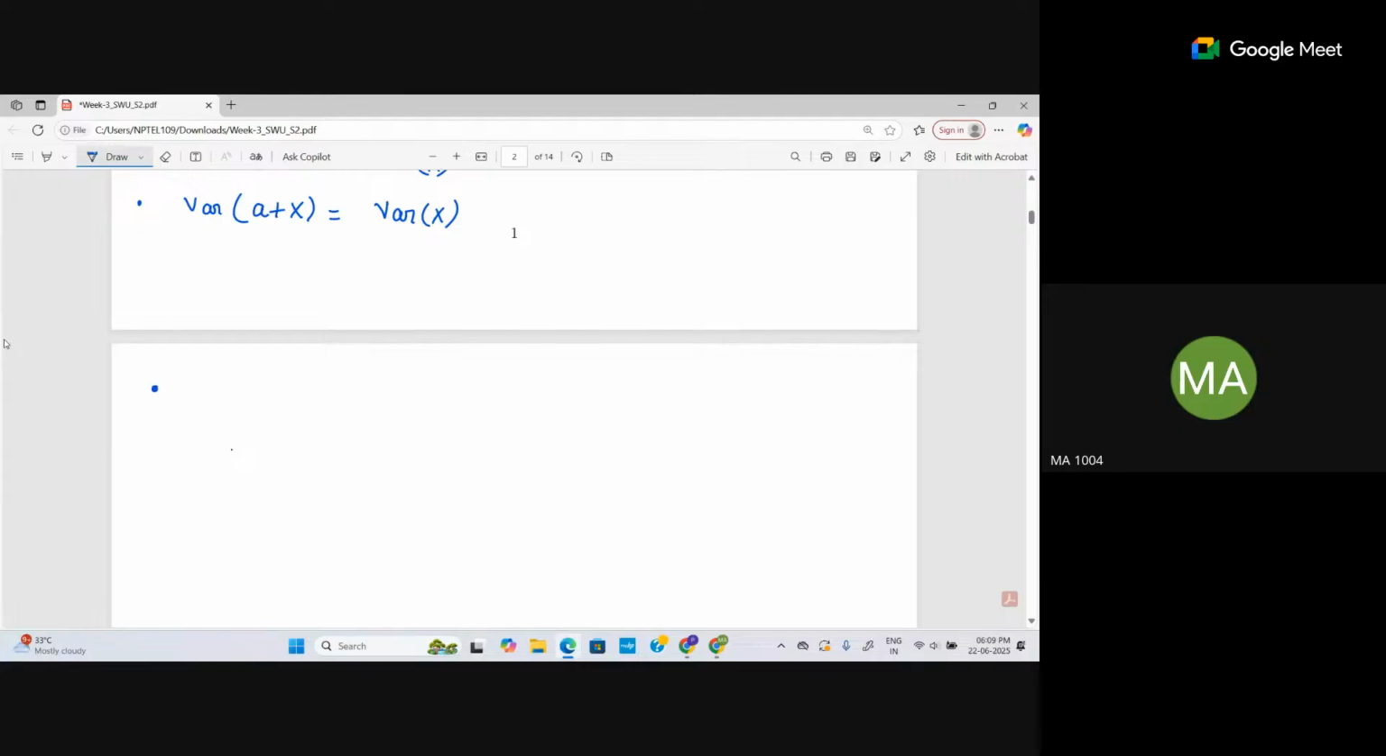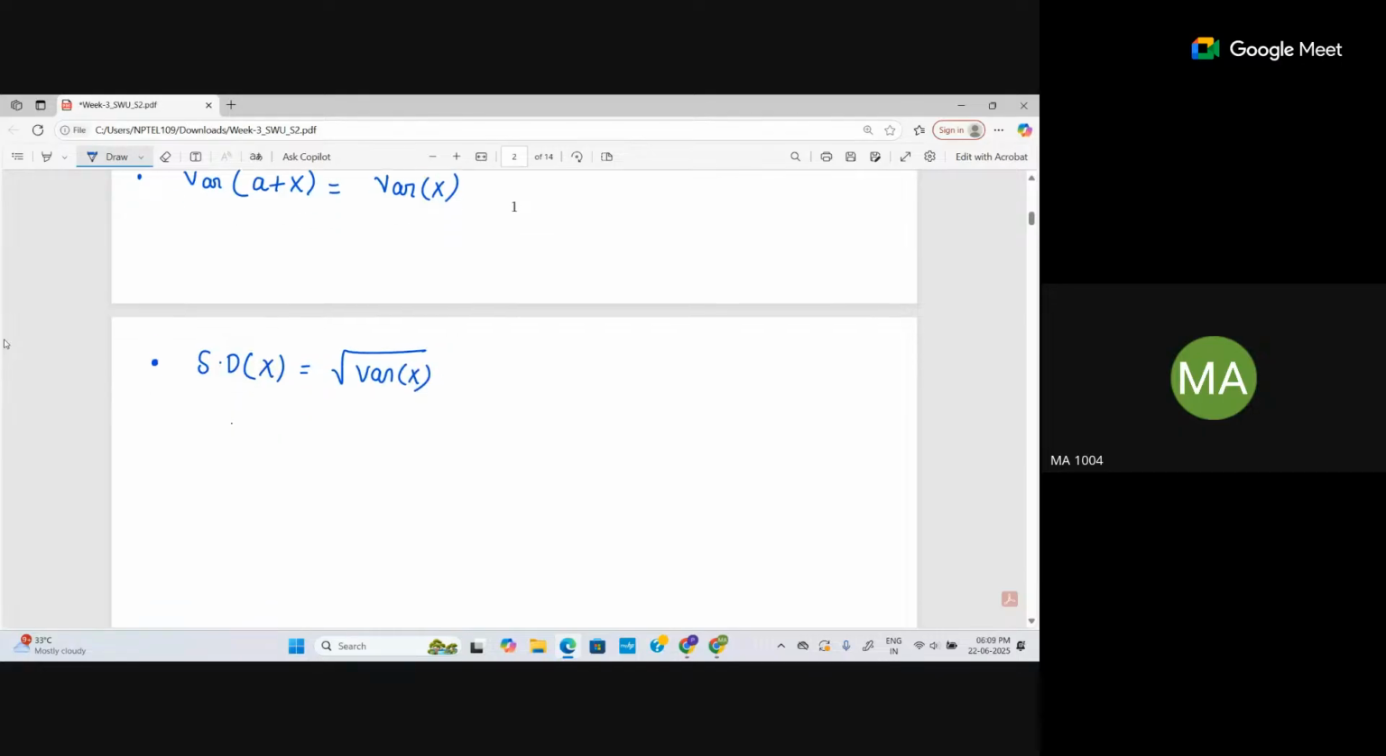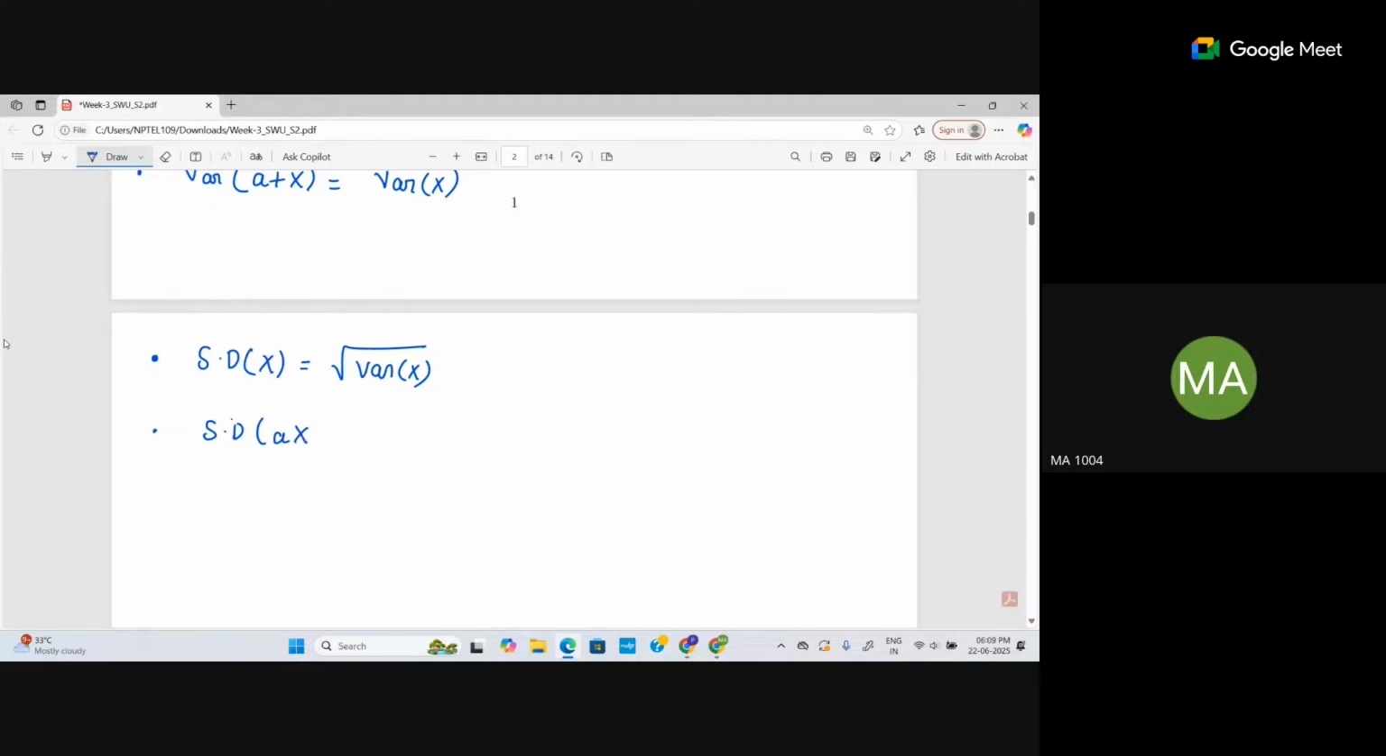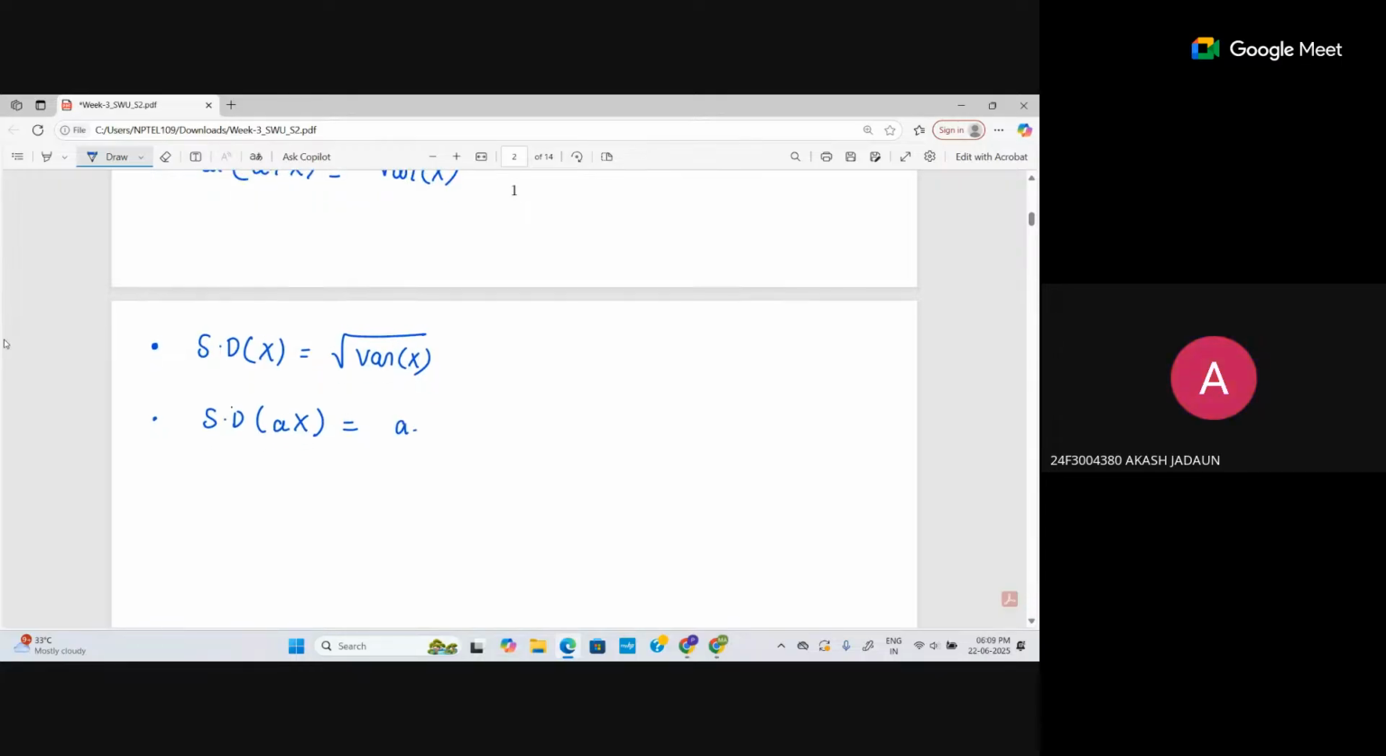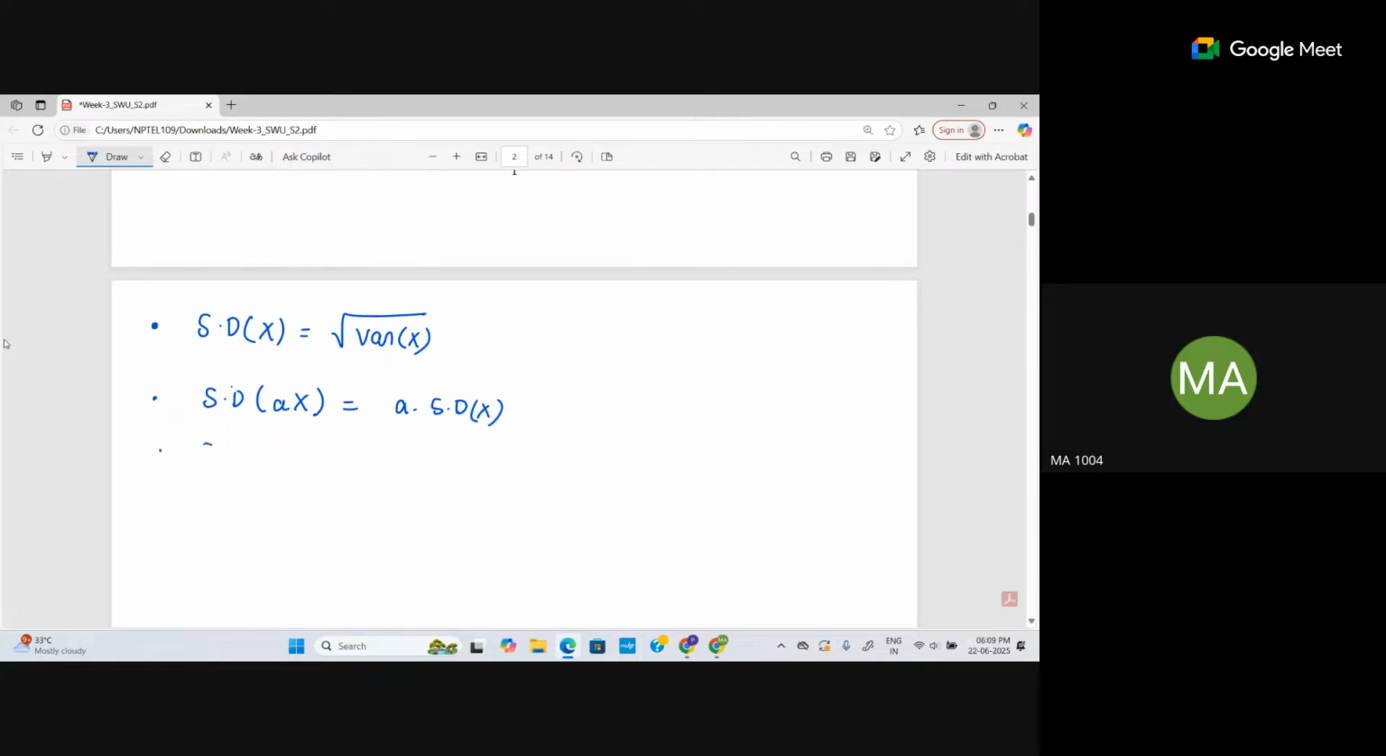And the same thing we can find for standard deviation also. So standard deviation of x, we know that it is equal to the square root of variance of x. So if we take standard deviation of ax, then it is a times standard deviation of x. Similarly, if we add a constant, standard deviation of a plus x is equal to standard deviation of x. Right? Is this clear to everyone? Yes, ma'am.